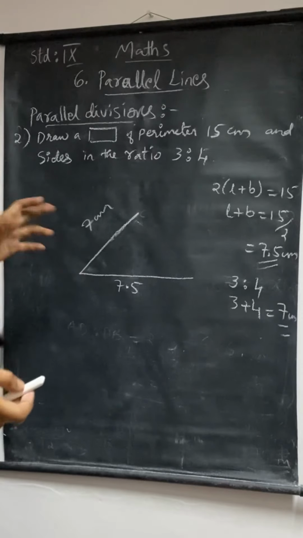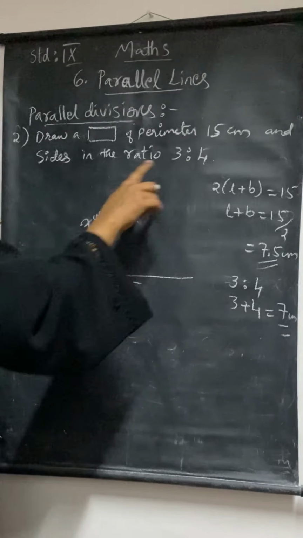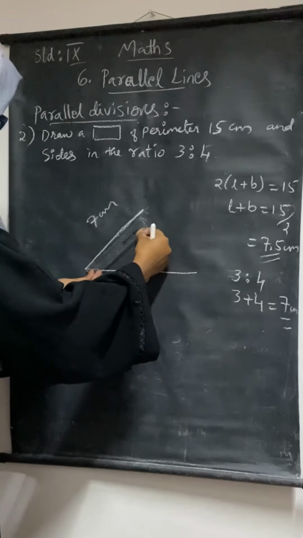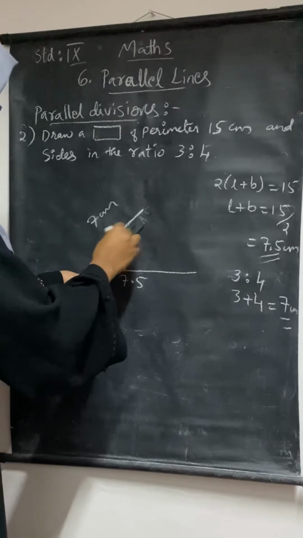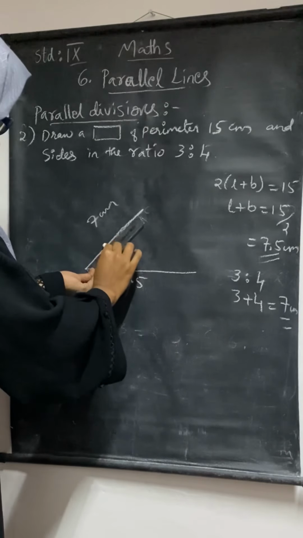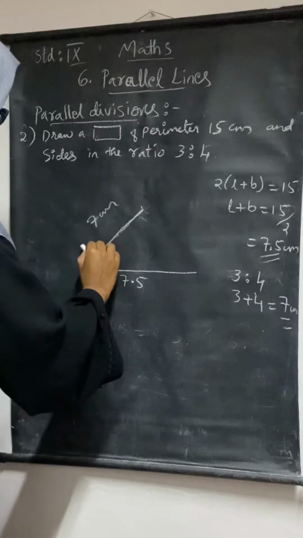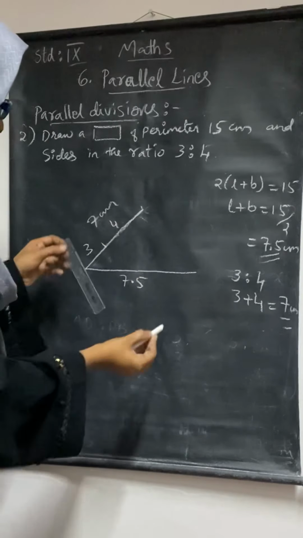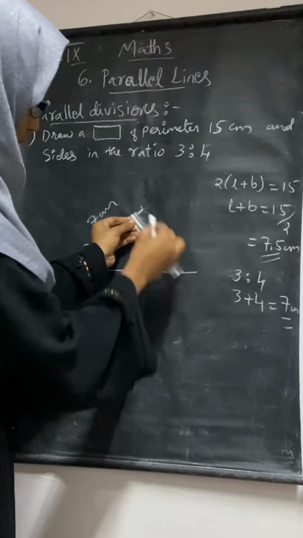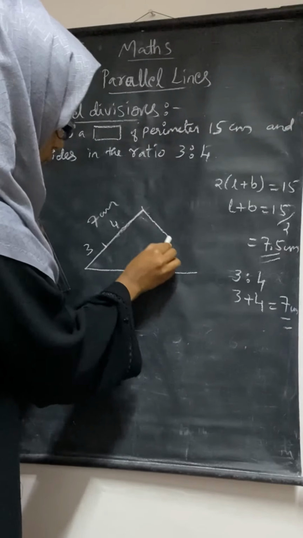Now what to do? The same way as we did previously. 3:4. Keep your scale, and where 3 is coming, you have to mark that. 3 here and 4 here. So you have to mark 3 and 4 here. Now what you have to do? This end point you have to join using your scale. Just join with the scale.